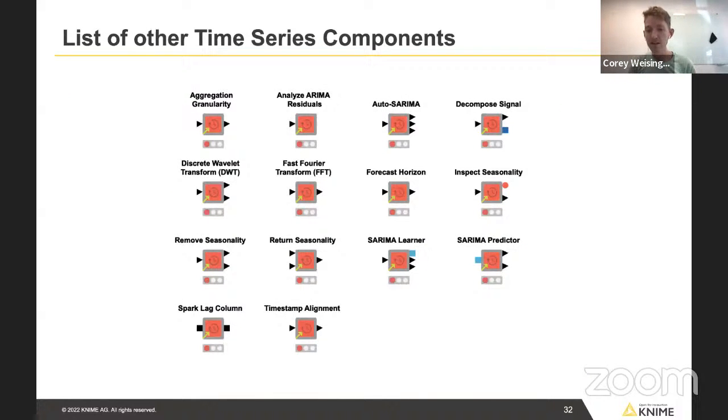Beyond the ARIMA and some of the components that Marit's introduced, we also have this additional suite of time series related components for things like data cleansing, or we can use something like the Fourier transform to convert our time series data into cross-sectional data. That's useful if we want to perform, for example, a classification problem on a signal.